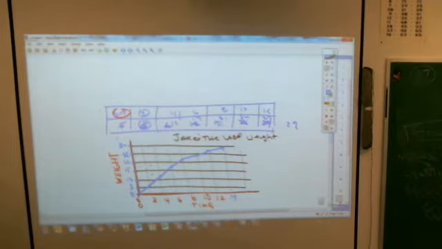Number 7. How much were Mr. Escobar's stocks worth at the beginning of 2001? Notice how time is always the horizontal line. In 2001, the stock looks to be worth about $10,000.